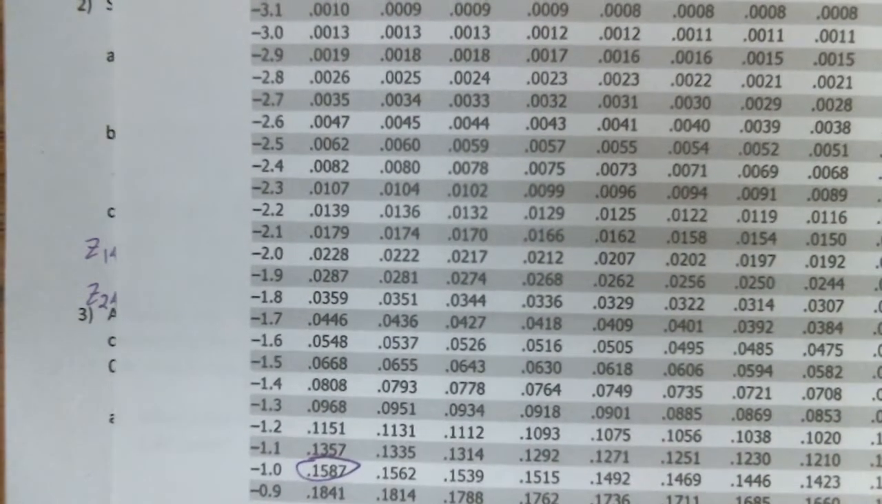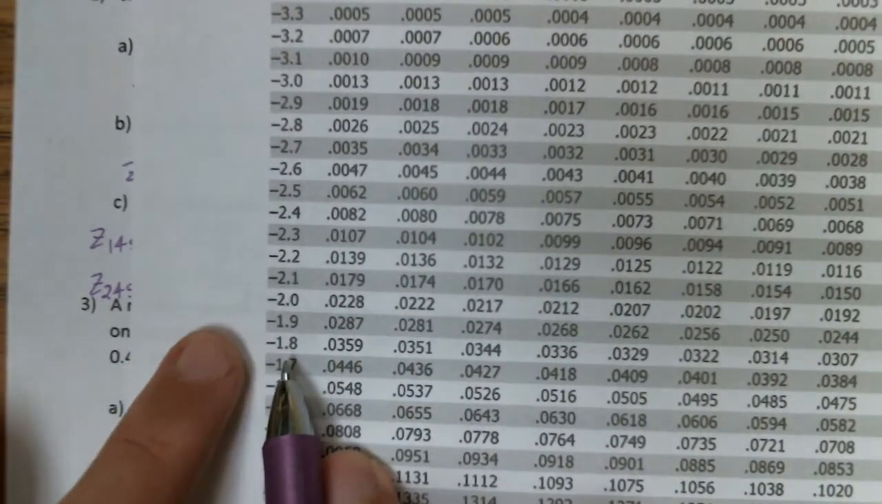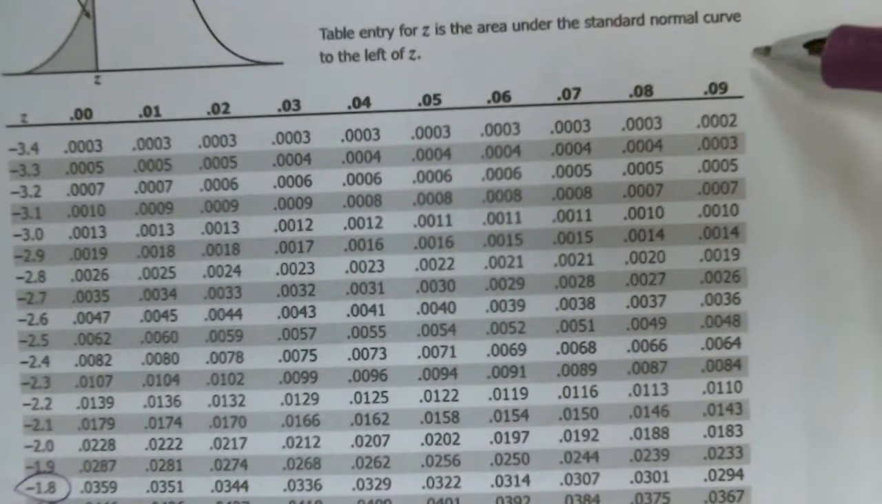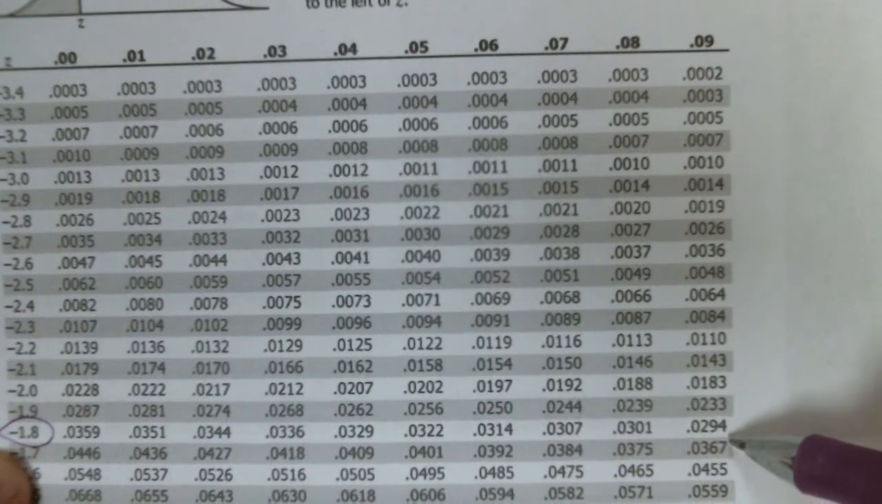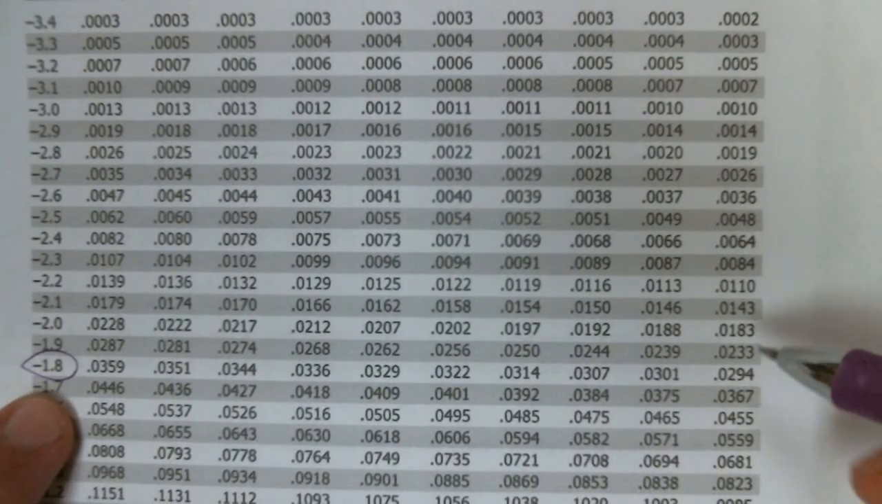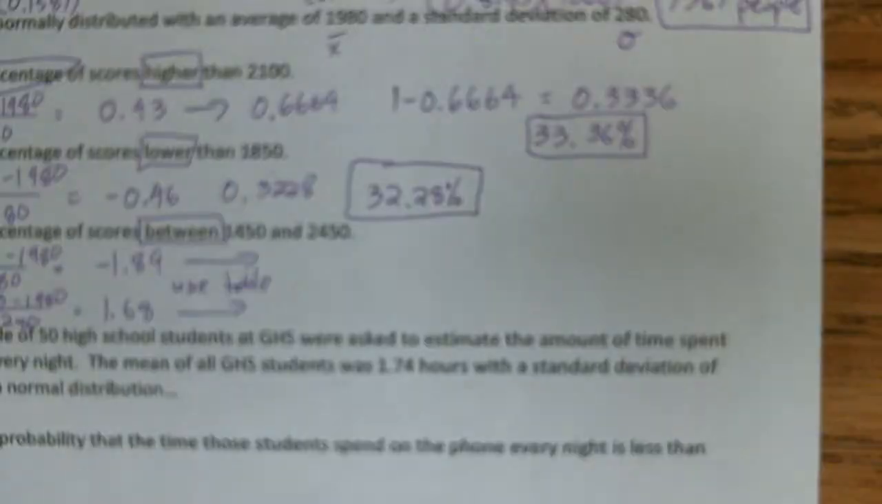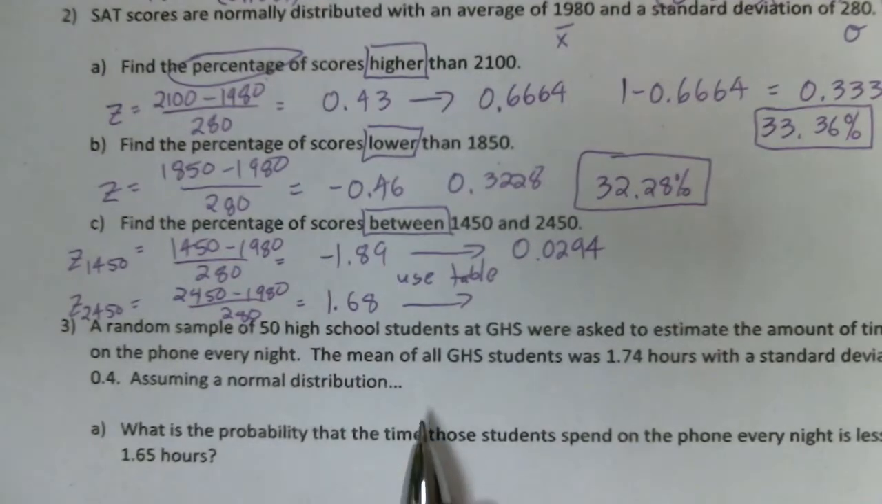Okay, let's start with the negative. Negative 1.89. Okay, there's the negative 1.8, and I have to go all the way over here to 0.9. So I'm going all the way over to the right side of my table, and that should give you this value here, 0.0294.